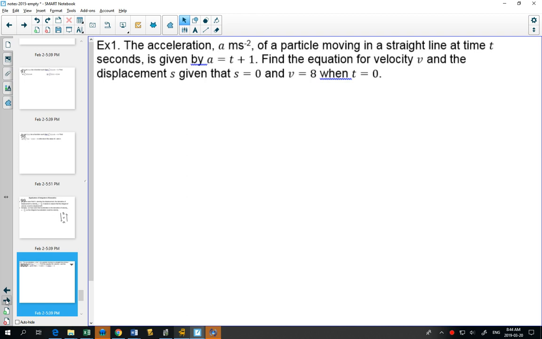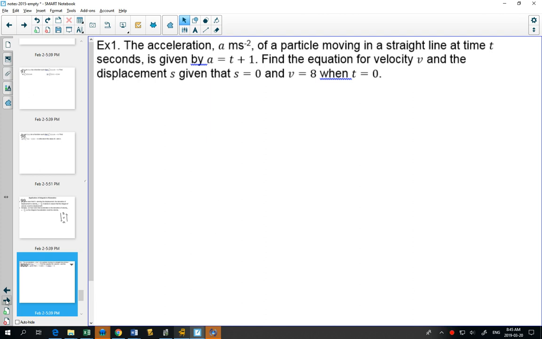So now we can start our question with an acceleration formula. The acceleration of a particle is given by t plus 1. Find the equation for the velocity and the equation for the displacement, and they give you some extra information. The nice thing about doing kinematics is it's basically a review of a lot of the concepts we've done already.